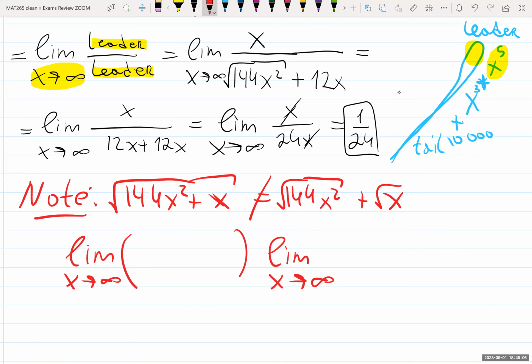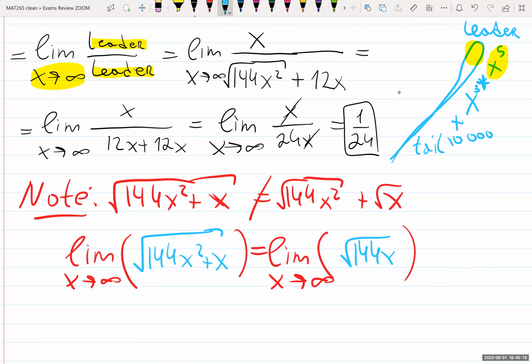And this is also a cool example. I can actually make this idea that for the square root of 144x squared plus x, at infinity, I'm only going to look at the leader. So I can put an equal sign. And that's why it's so cool. Limits give us lots of cool shortcuts and make going through the algebra easy.